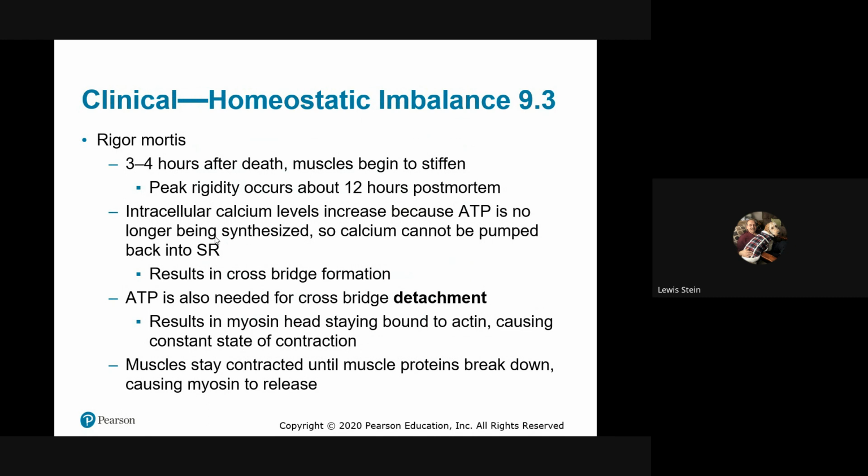After X amount of time, again depending on atmospheric conditions and local conditions, it doesn't relax until the muscle starts to deteriorate, the actual proteins themselves, like roadkill. You see the legs are up or whatever, that type of thing. So you're going to get cross bridging. The result is that the myosin head stays bound, in a constant state of contraction until we get denaturing of those proteins.